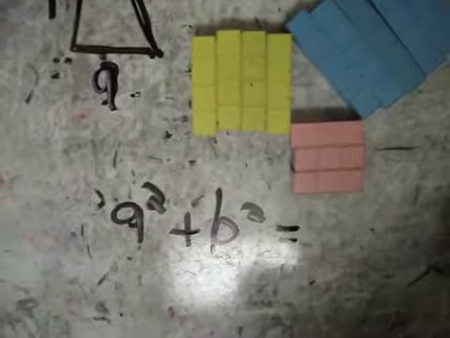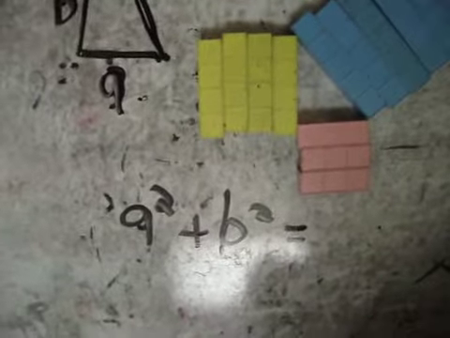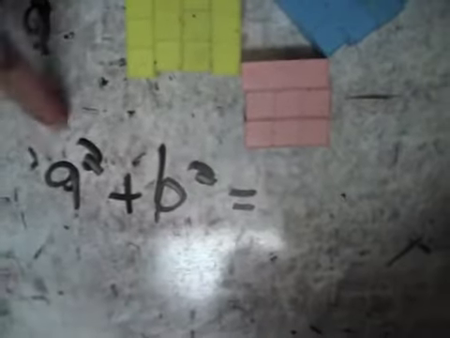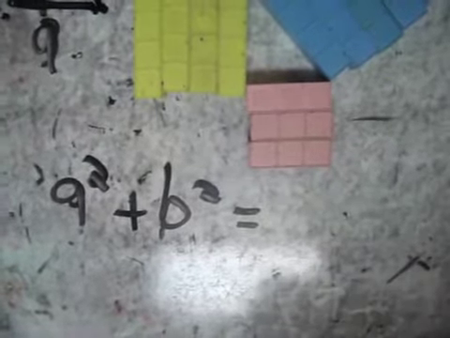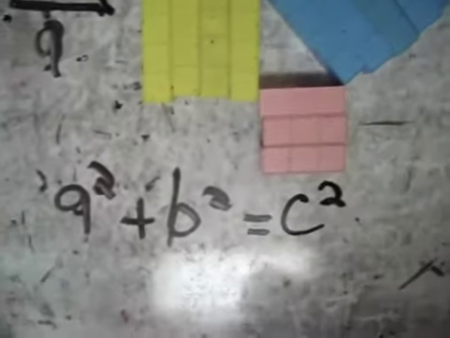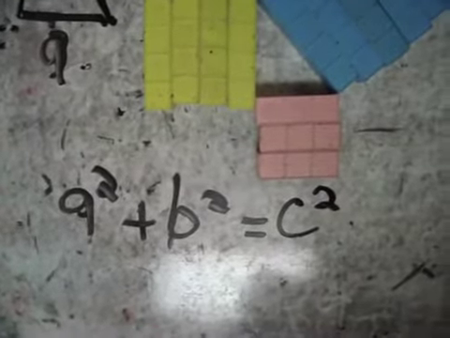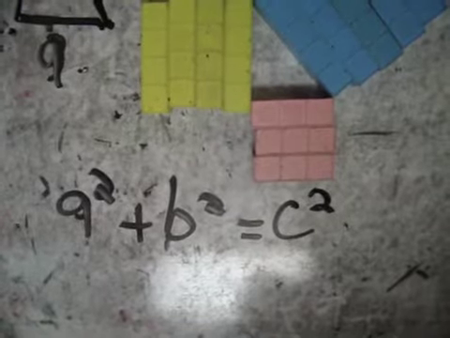I'll tell you what. We'll call this A. We'll call this B. And we'll call this C. So, a squared plus b squared is the same thing as what? C squared. Okay, excellent. So now, if I know one side, I know all the sides, right?